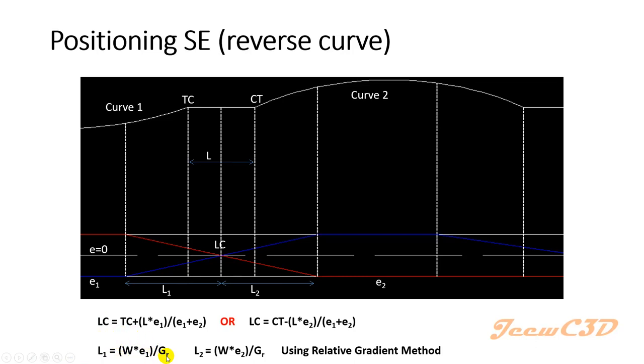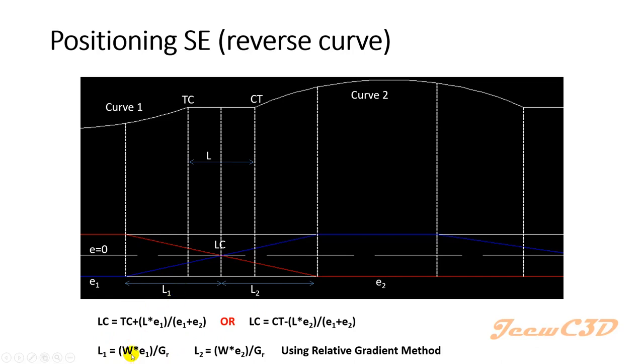L1 length is this one. After finding this level crown, you have to find the point where the super elevation changes in curve 1. From this point it is going downward up to the super elevation of the other side, because this right side super elevation becomes minus on the other curve. So from this point it will change and come to this point. So this length would be L1.